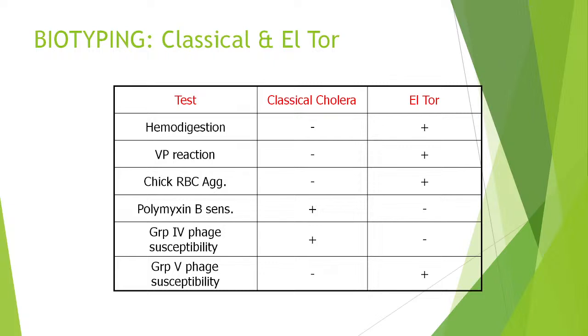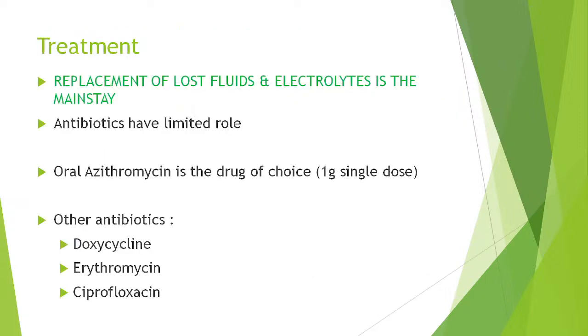So all these are certain biochemical tests by which you can find out which one is the El Tor biotype and which one is the classical biotype when you isolate. Then phage susceptibility, these are usually done by research labs. Bacteriophage group 4, group 5 susceptibility, accordingly you can classify. That was lab diagnosis. How to treat?